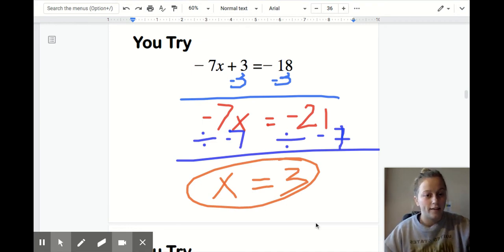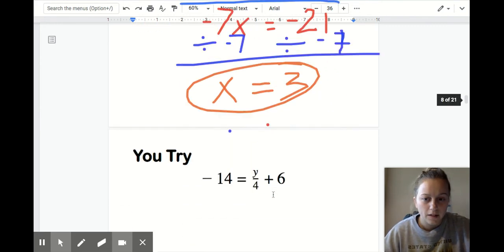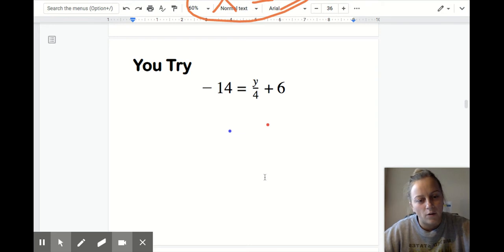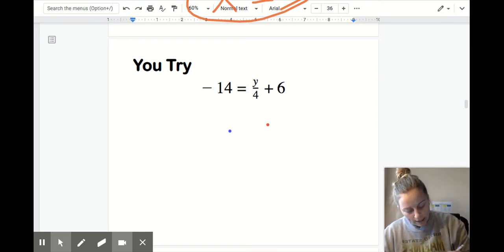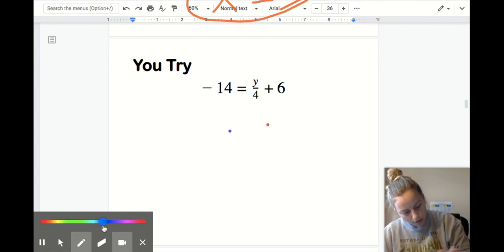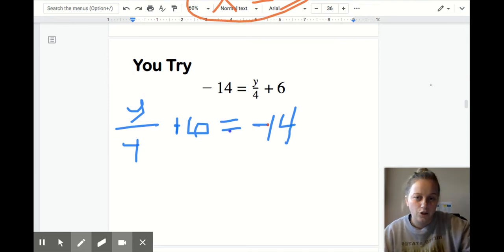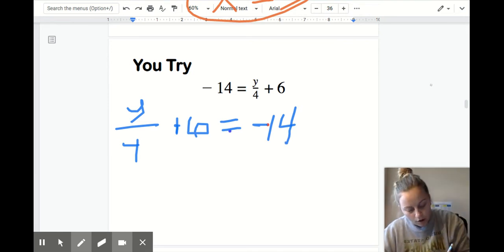Does it look exactly the same? If it doesn't, you need to correct it. Let's go ahead and have you try this one. Remember, sometimes it can be written backwards, but it doesn't actually change our work. So if you wanted to rewrite it as y divided by 4 plus 6 equals negative 14, you can do that. So if you want to switch the order, you are more than welcome to do that.